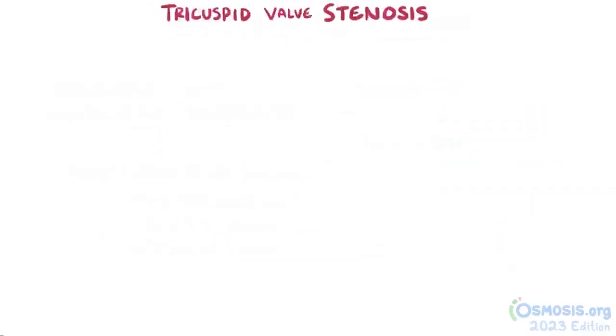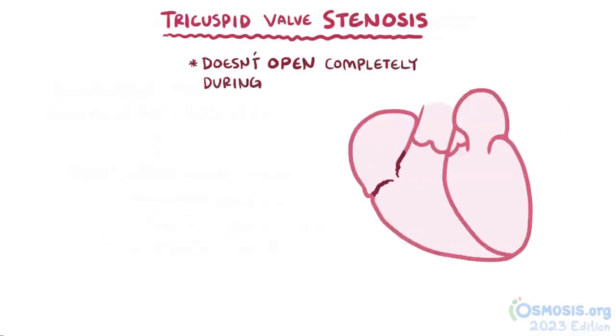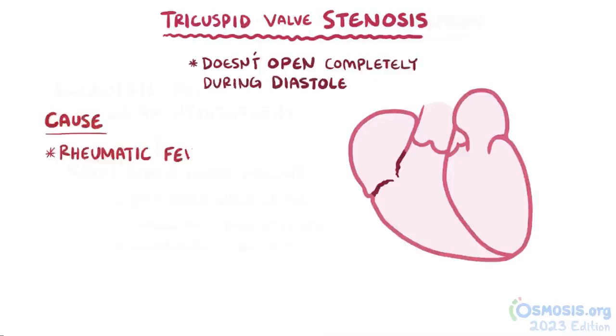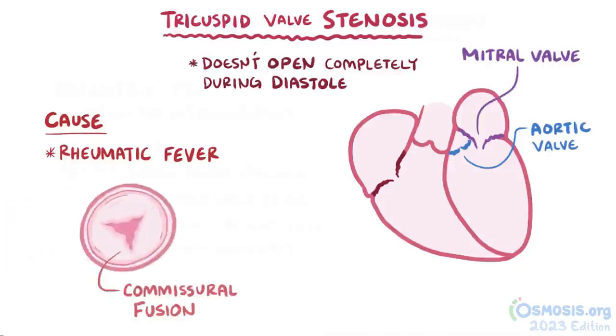Alright, so now let's switch gears to tricuspid valve stenosis, where the tricuspid valve doesn't open all the way during diastole or filling. This is most often caused by rheumatic fever, and if the tricuspid valve is affected, then the mitral and aortic valve are almost always affected as well. In this case, as a result of the inflammation, the leaflets can fuse together, called commissural fusion. When this happens, the normal tricuspid valve opening narrows down, and this makes it a lot harder for blood to flow from the right atrium to the right ventricle.